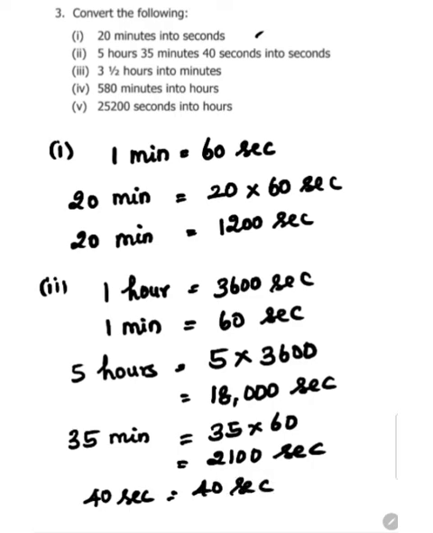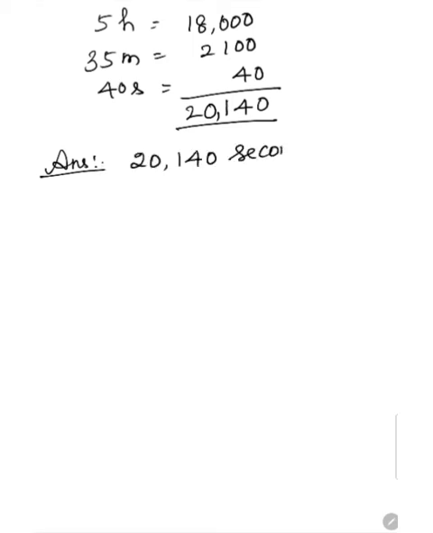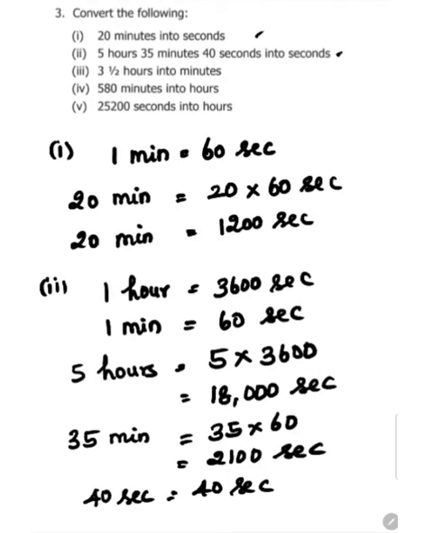So you have to convert this. 5 hours is equal to 18,000. Then 35 minutes is equal to 2100. Then 40 seconds is equal to 40. So the answer is 20,140 seconds. This is the answer for 5 hours 35 minutes 40 seconds into seconds.